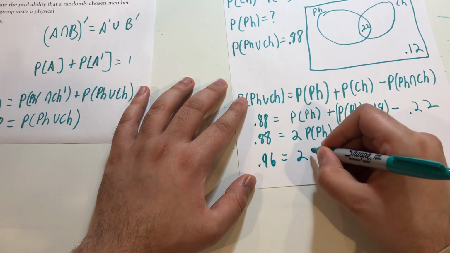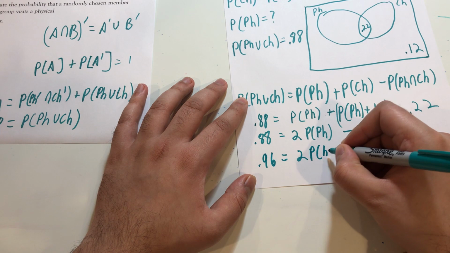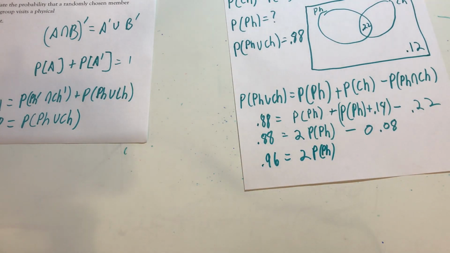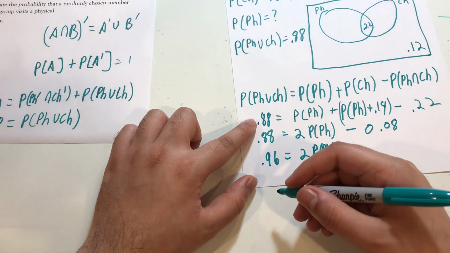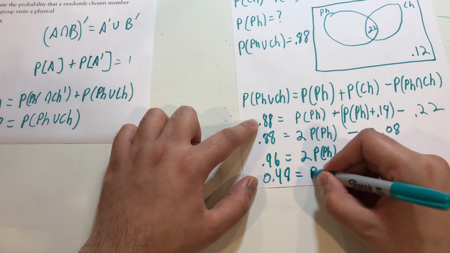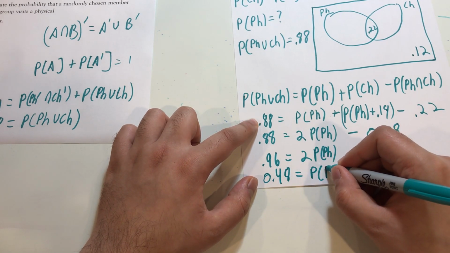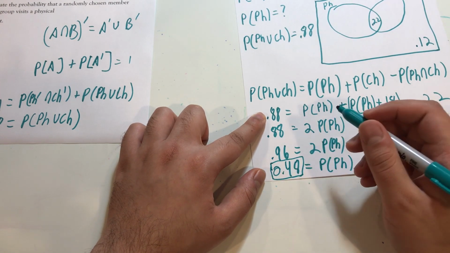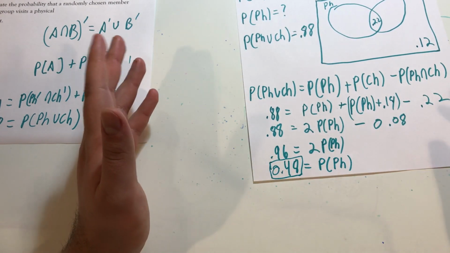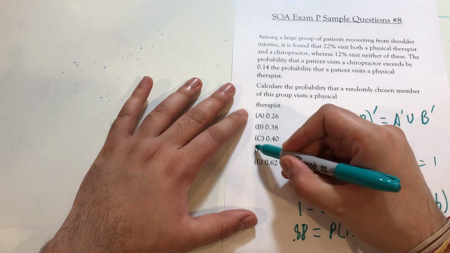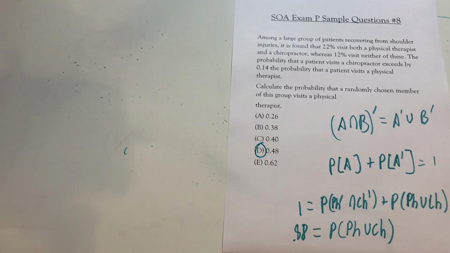0.96 is equal to 2 times the probability that you go to a physical therapist. And then I can divide by 2 on both sides. And the final probability is 0.48 for the probability that somebody goes to a physical therapist. Okay. Now, normally this problem would go a lot quicker. It's just, again, I'm explaining things. I'm trying to be thorough, right? So your final answer is D.